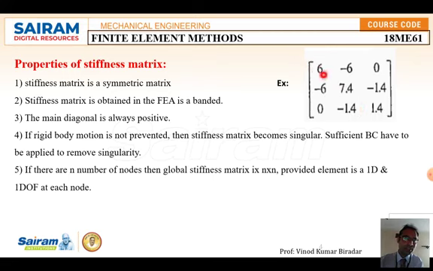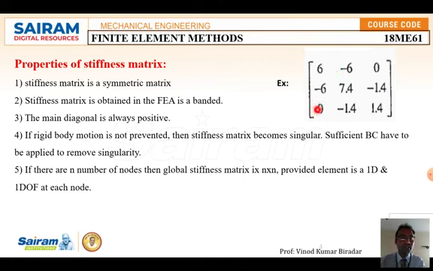Look here, these are called the main diagonals. So 6, 7.4, 1.4 are all always positive values. This is just an example. While solving the problem, after calculating the global stiffness matrix, you have to check these properties. If the main diagonals are positive and it is a symmetric matrix, then go for applying the boundary condition.